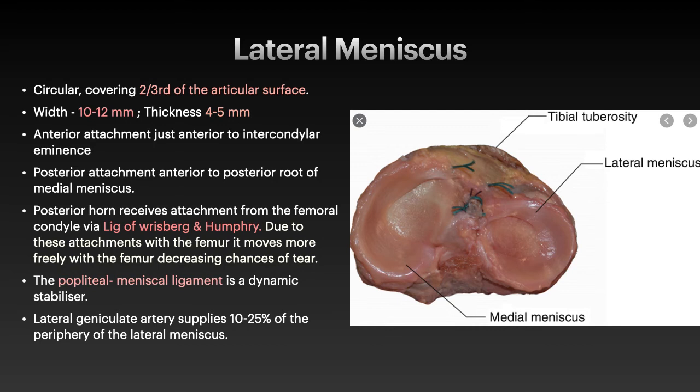The posterior horn is attached to the femoral condyles via ligament of Wrisberg and ligament of Humphrey. Due to this attachment to the femoral condyle, the lateral meniscus moves more freely with the femoral condyle, thus reducing the chances of lateral meniscus tear. The popliteomeniscal ligament is a dynamic stabilizer of the lateral meniscus, as discussed earlier. The lateral geniculate artery supplies 10 to 25% of the periphery of the lateral meniscus, which we know as the red zone.